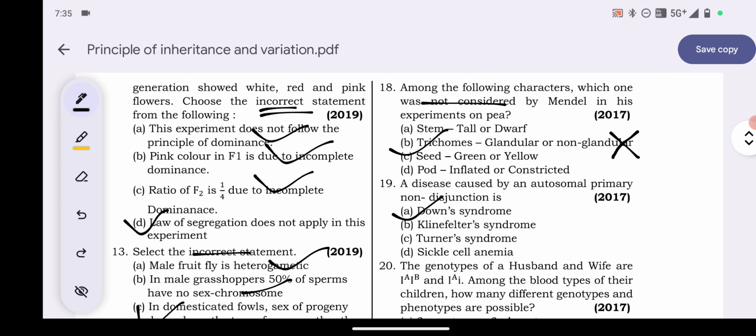Explanation. Down syndrome, in other words, is also called mongolism. It is the presence of an additional copy of chromosome number 21, that is trisomy of 21. Genetic constitution is 45A plus XX or 45A plus XY, that is 47 chromosomes.